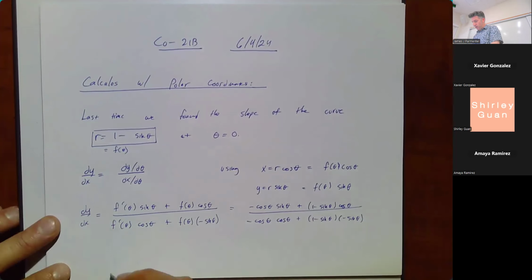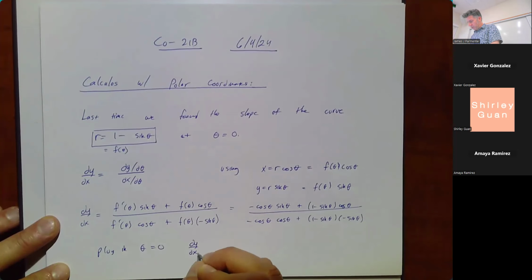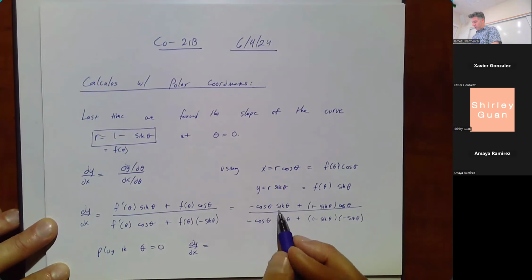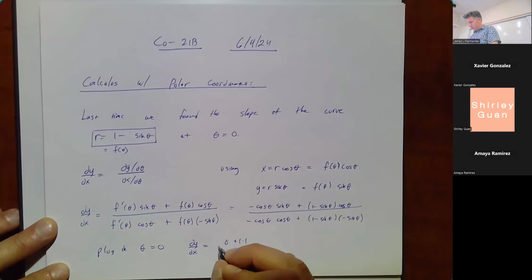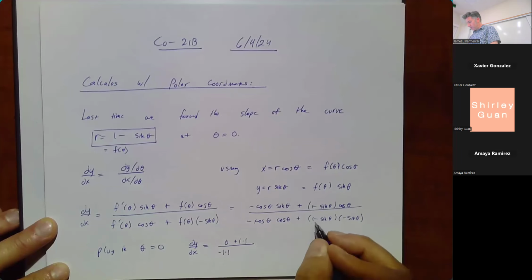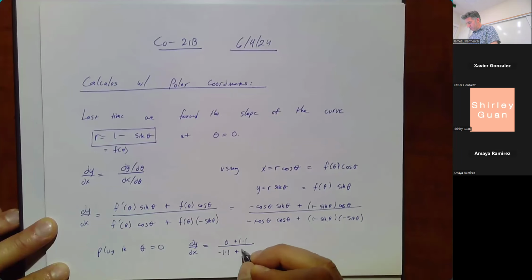And then if you plug in 0 for theta, you get that dy/dx is equal to negative 1 times 0 plus 1 times 1, over negative 1 times 1 plus 1 times 0, which is 1 over negative 1, which is negative 1.